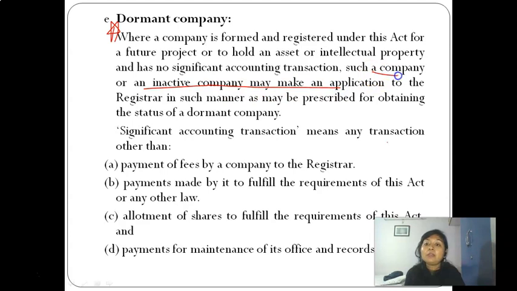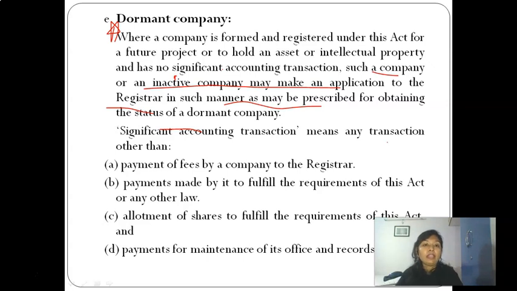Such a company means a company which is registered like this, or an inactive company, which does not have any significant accounting transaction. It may make an application to the ROC, that is the Registrar, in a manner as may be prescribed, to get the status of a dormant company. So what it says is that a company may be registered from the beginning itself as a dormant company because it is just incorporating the company for a future project which is not yet started.